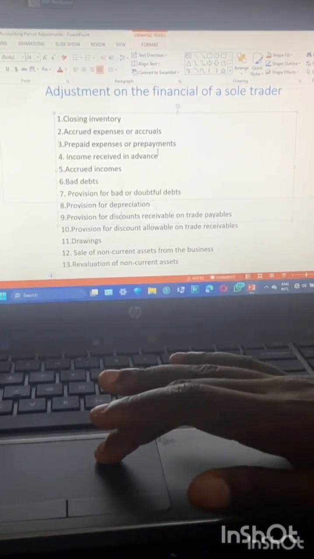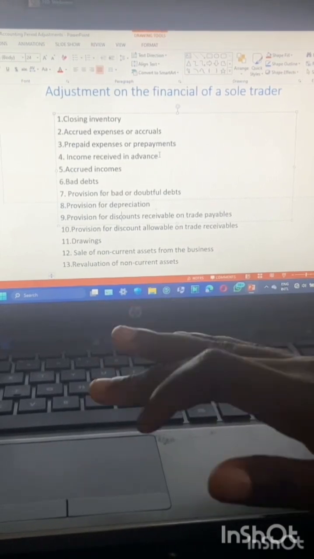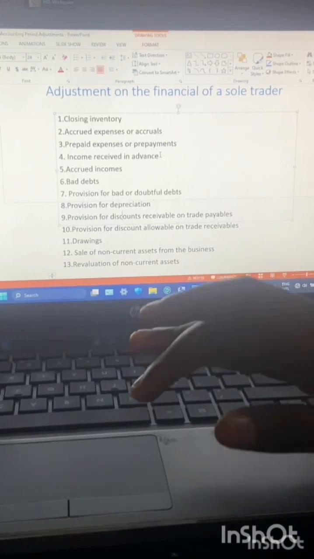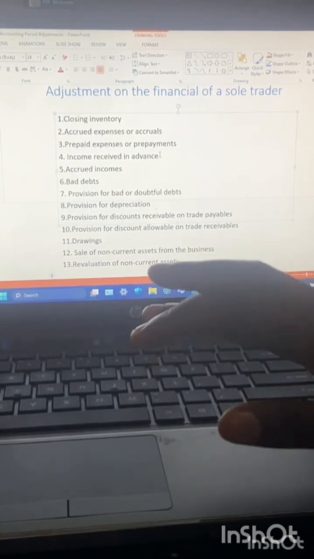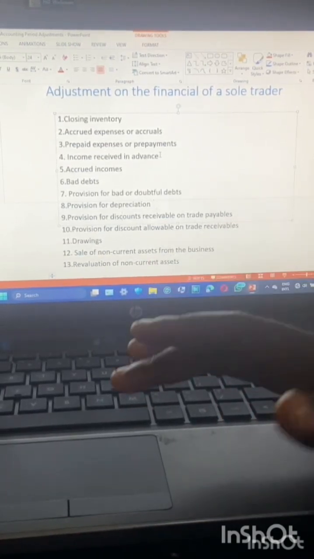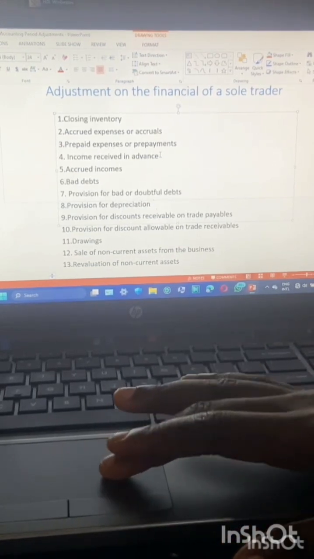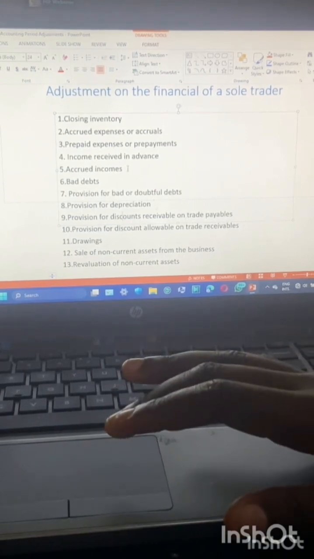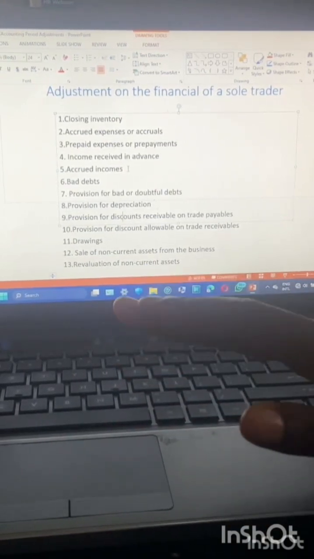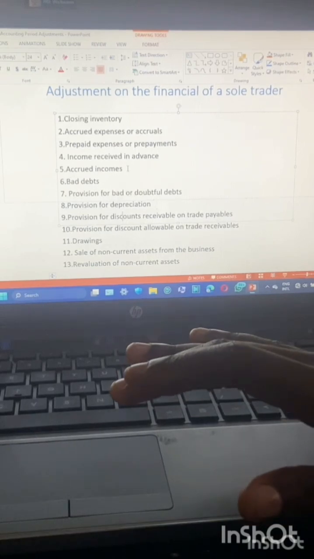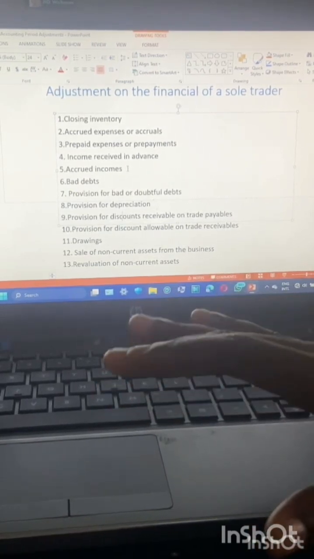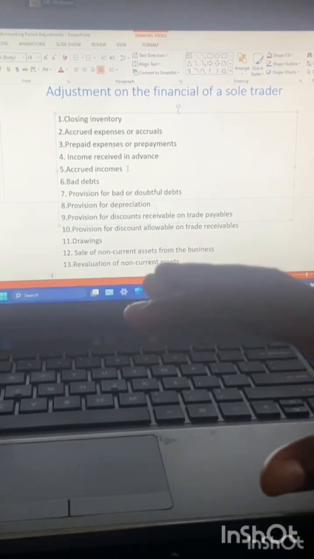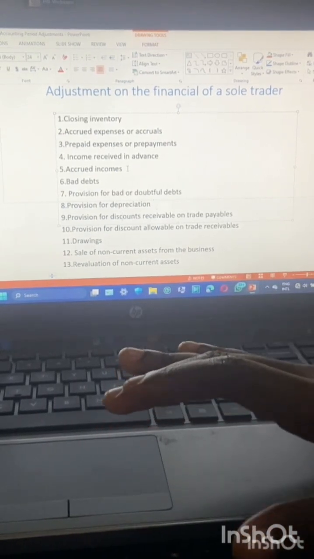Now we have the income received in advance. In this case, the business has received money from customers for services that they are yet to render. And then we have the accrued income. These are monies that the business is supposed to receive from customers. In this case, the business has rendered services to the customer but is yet to receive the payments from the customers, so we call it the accrued income.